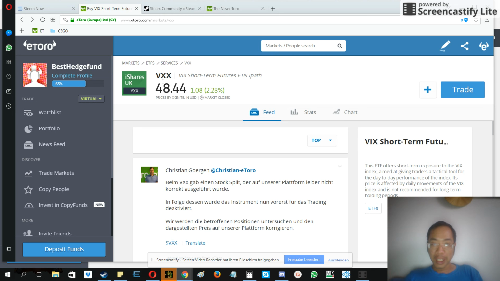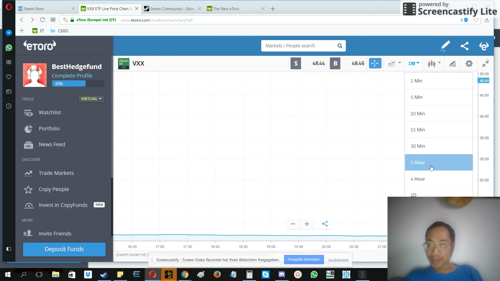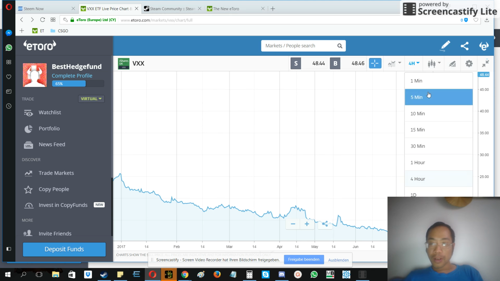VIX or VXX is basically an instrument for trading short-term volatility, and today there was a reverse split. The VIX is basically a trend you can see. Let me show you quickly. Let's go to the 1 day chart, I think, or 1 week. Let's go to the 1 week.